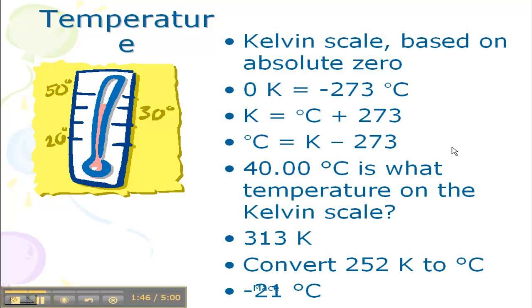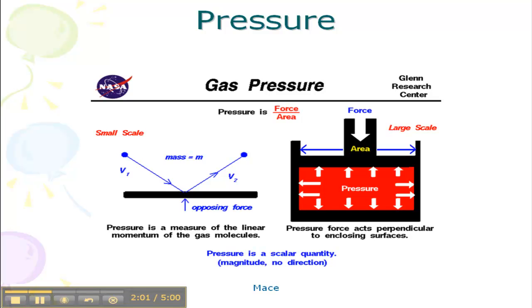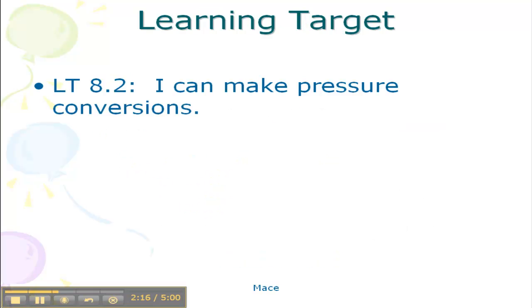Now when you're doing gas laws, you always have to use the Kelvin temperature, because we base our gas laws on kinetic molecular theory, which uses the Kelvin scale. It's based on absolute zero. So pressure is a measure of the force per unit area. When we're talking about gases, we measure the force of collisions that the gas particles have on the canister that they're in.